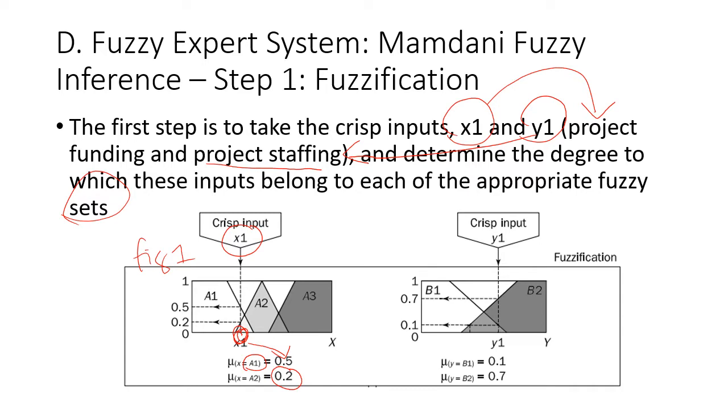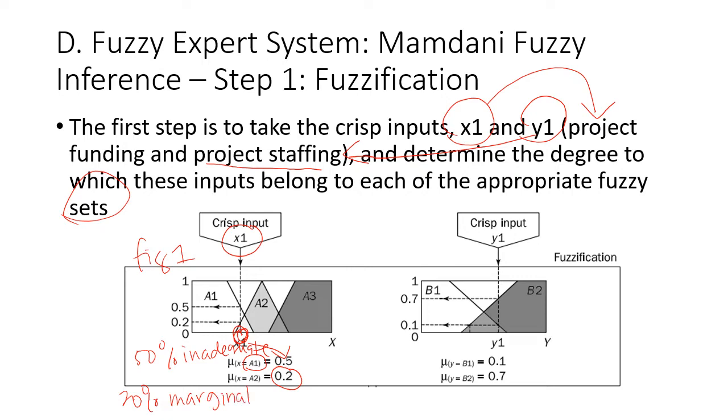What this basically means is it is 50% inadequate and 20% marginal. So this is the project funding.